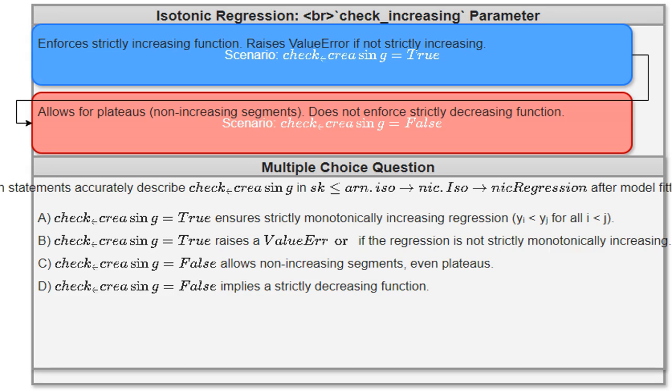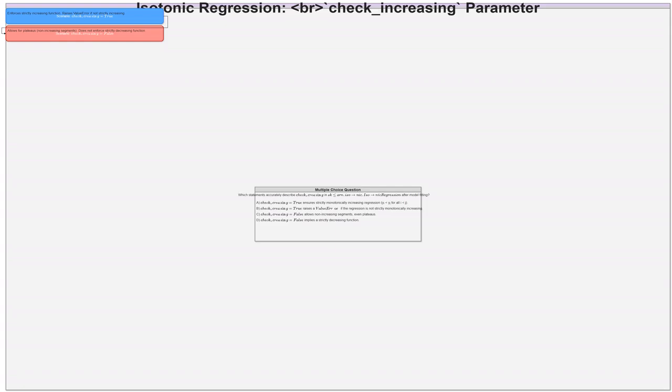Here, I'm setting the `check_increasing` parameter to `true`. This means I'm instructing the isotonic regression model to only fit a strictly increasing function. Any attempt to create a flat section or a decreasing part will cause an error. It's like saying, I only want the curve to go up, no flat spots or dips allowed. When `check_increasing` is `true`, the model ensures that for every data point, the predicted value is always greater than the previous one. If the model can't satisfy this strict condition during the fitting process, it throws a ValueError, basically saying, I can't make this strictly increasing.